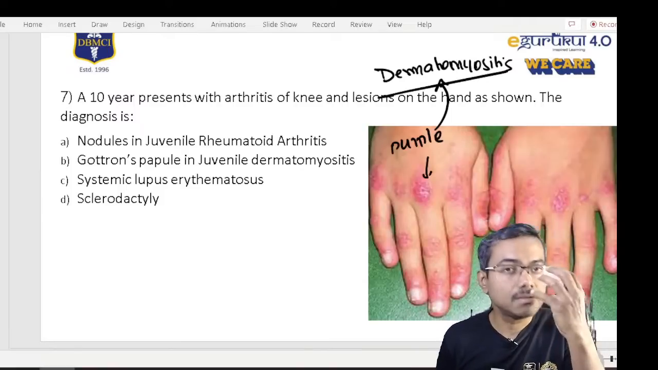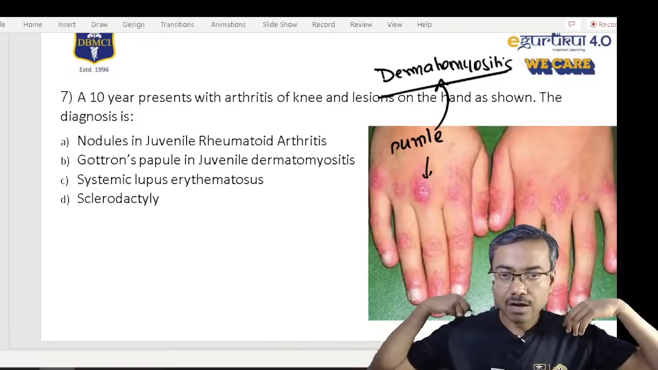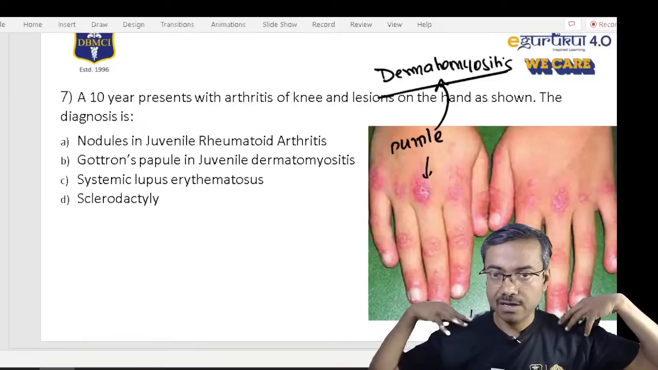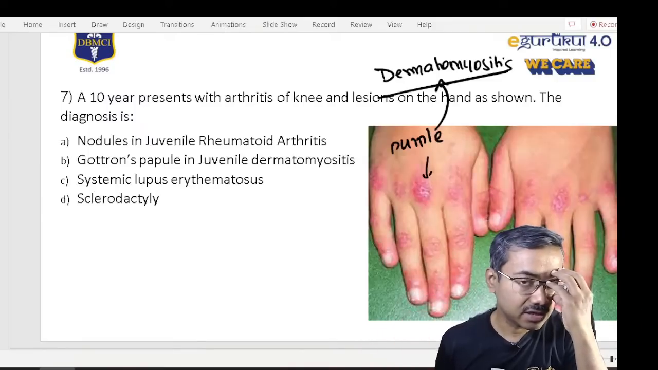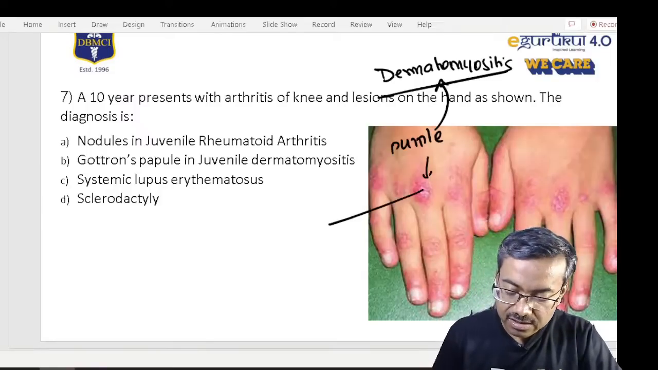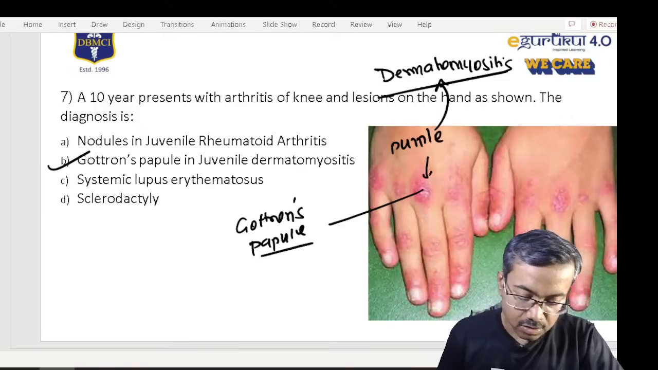Dermatomyositis also has the same purple rash around the eyes. That's called heliotrope rash. Same purple on the upper back and outer arm is called the shawl sign. So purple here is shawl sign, purple around the eyes is heliotrope, and purple on the knuckles is dermatomyositis. And this has been called Gottron's papule. And that obviously is Gottron's.